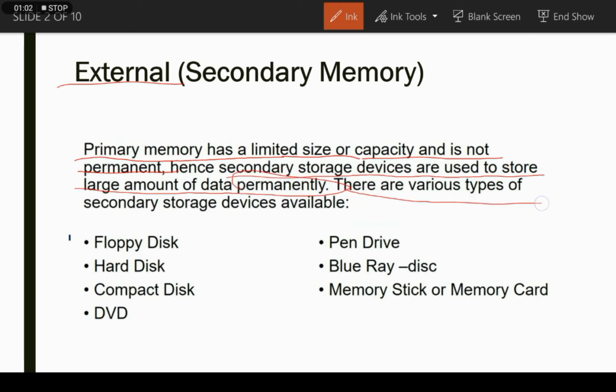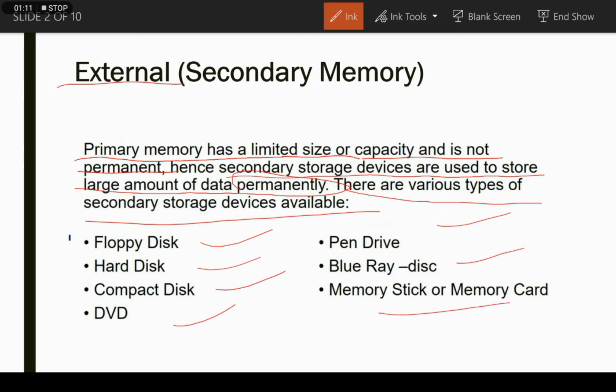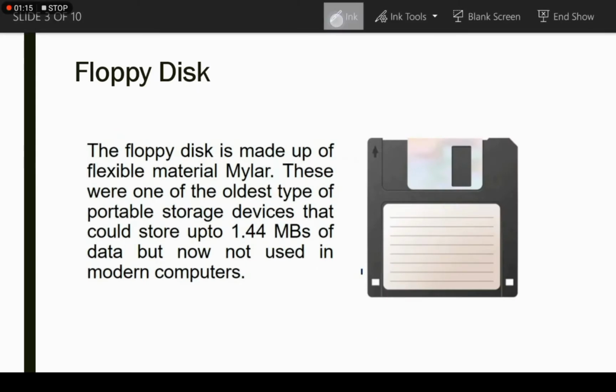There are various types of secondary storage devices available: floppy disk, hard disk, compact disk, DVD, pen drive, Blu-ray disk, memory stick or memory card. So let's discuss them in more detail. The first one is floppy disk.